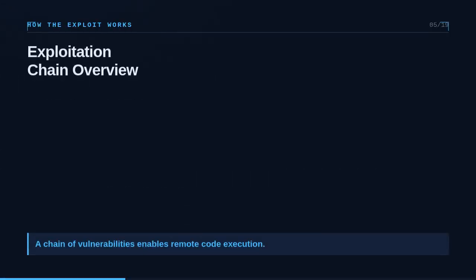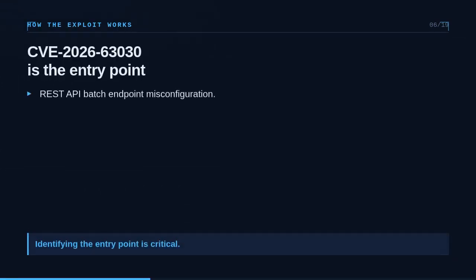Exploitation chain overview. The exploit begins with untrusted input that leads to route confusion. A chain of vulnerabilities enables remote code execution. CVE-2026-63030 is the entry point. The REST API batch endpoint misconfiguration is the cause. Identifying the entry point is critical.